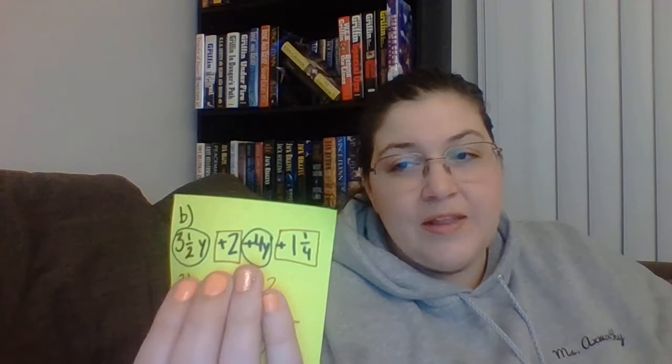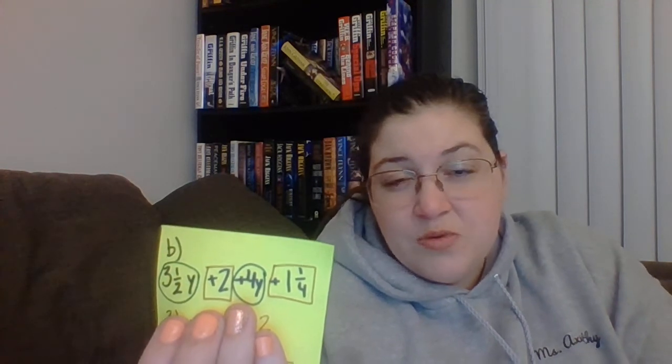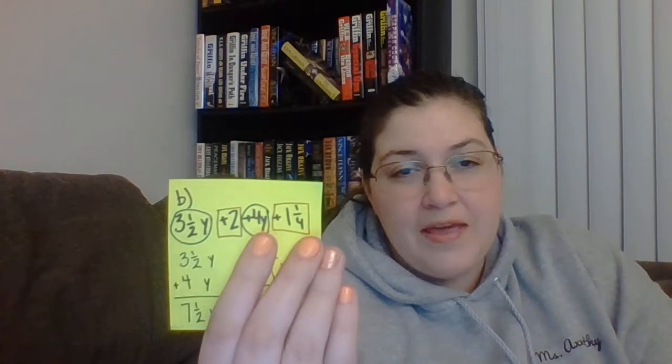So let's combine what we can. I circled the 3 and 1/2 y. I circled the 4y. I put a square around the 2 and around the 1 and 1/4. The shapes help me recognize my individual terms. It might be a good idea for you to do the same. So I'm going to add up my variables first. I have 3.5 plus 4. Well, 3.5 and 4 make 7.5y.